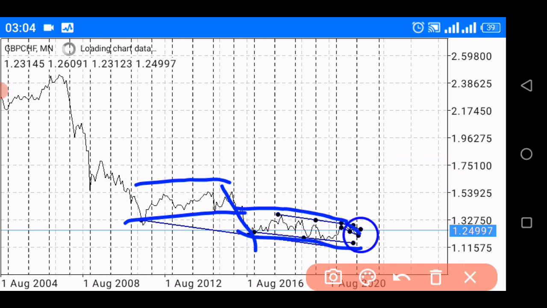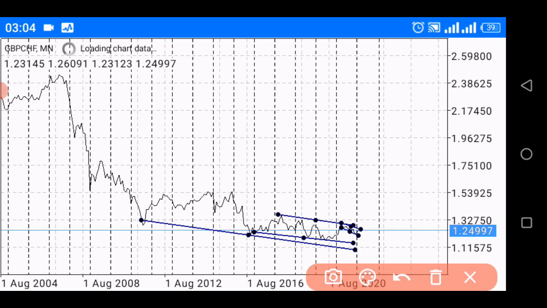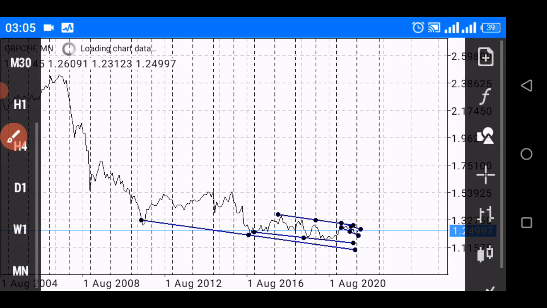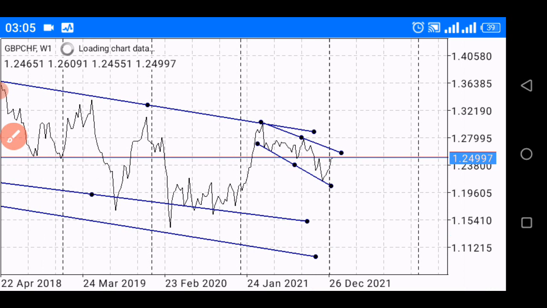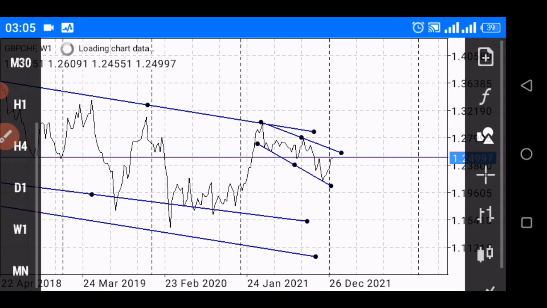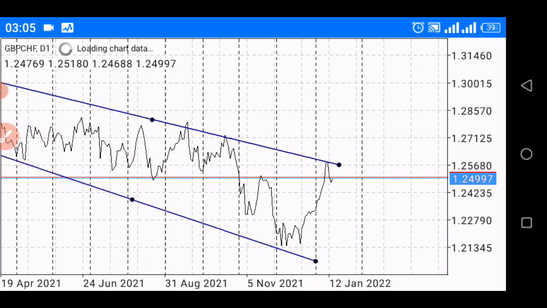So I'm probably expecting another breakout now to this side. If that pattern is going to work, then we are going to have a breakout to this side, which is against the structure of the market. Though the structure won't be right always, but remember, 90% of the time the structure is right. So we have this in the weekly and we have this in the daily chart.